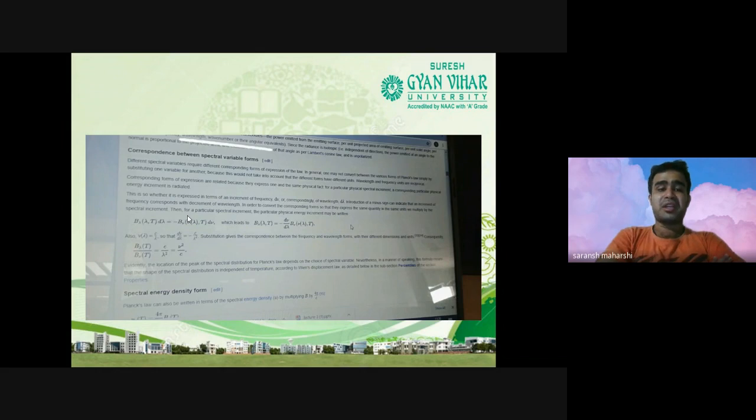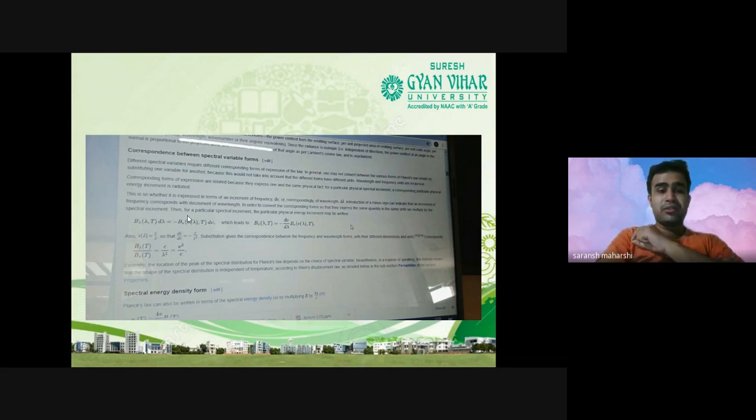by the spectral increment. Then, for a particular spectral increment, the physical energy increment may be written as B_lambda(lambda, T) d lambda = -B_nu(nu, T) d nu, which leads to B_lambda(lambda, T) = -(d nu / d lambda) B_nu(nu, T).